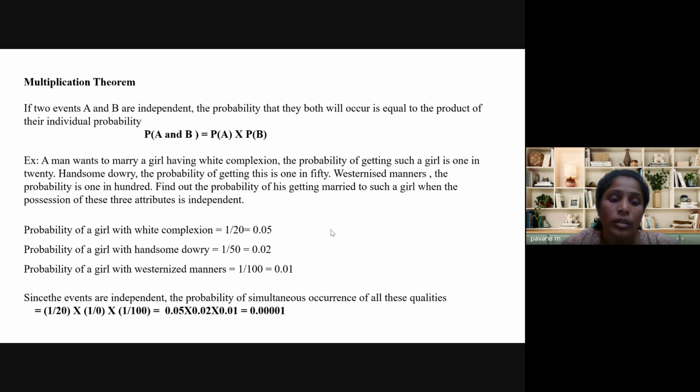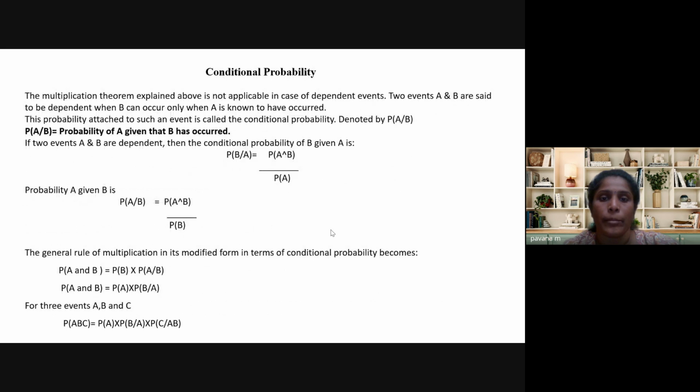Now, because these events are independent, the probability of simultaneous occurrence of all the qualities is P of A into P of B into P of C. That means 1 by 20 into 1 by 50 into 1 by 100 is equal to 0.00001. So that is the answer for this problem. The addition problem is over and the multiplication theorem is over.